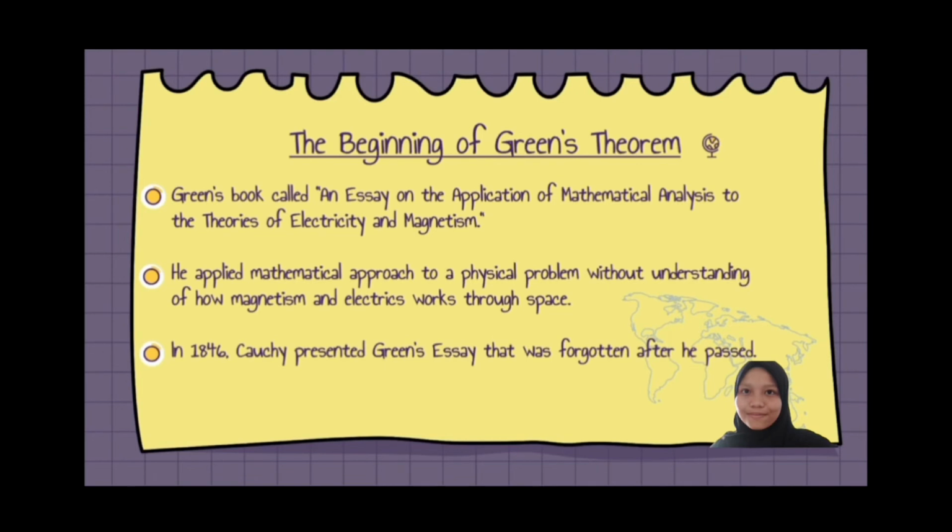Four years after George Green's death, William Thomson, or Lord Kelvin, found Green's essay as a student at Cambridge and repeated it in 1845. The theorem was later presented by Cauchy in 1846. Thus, the science of electromagnetism came into existence and is useful in calculating magnetics and electrics.